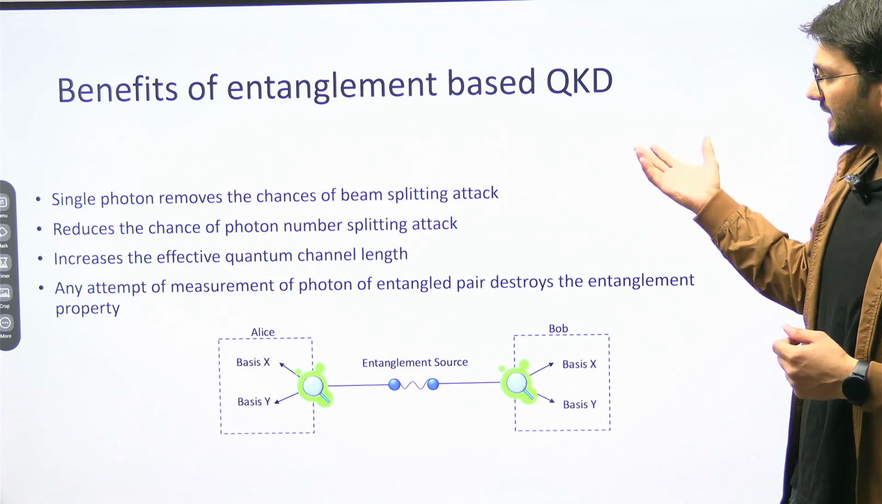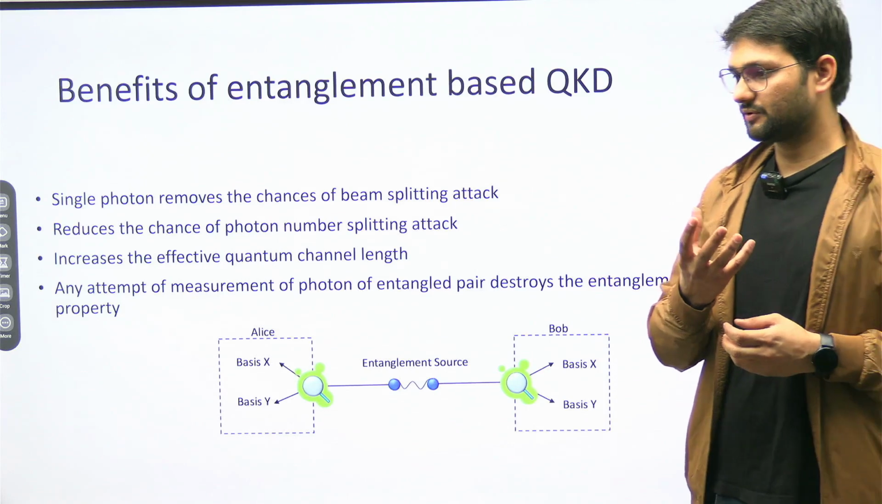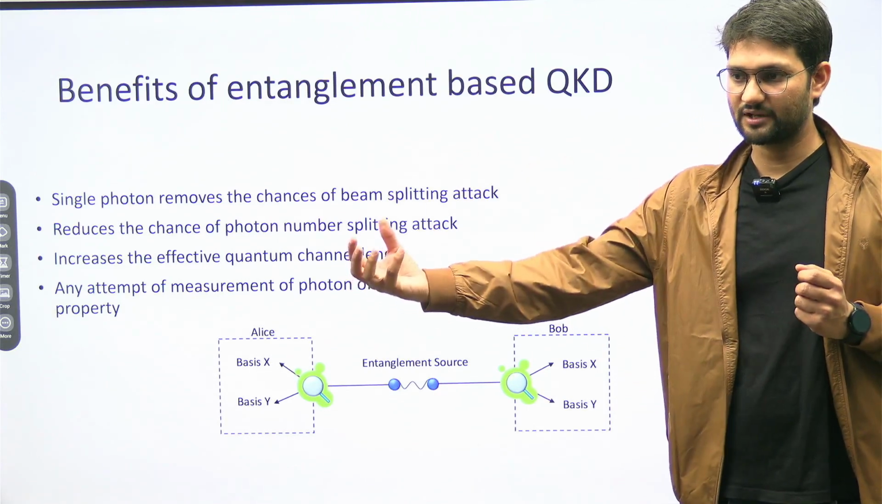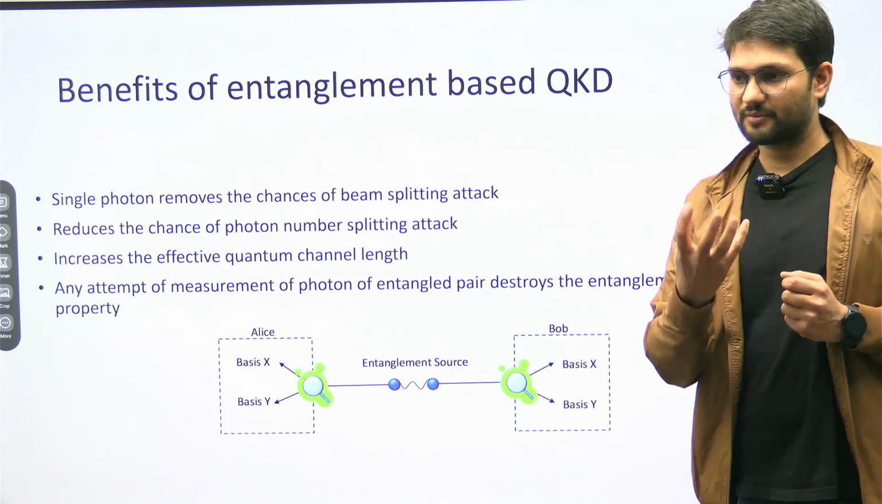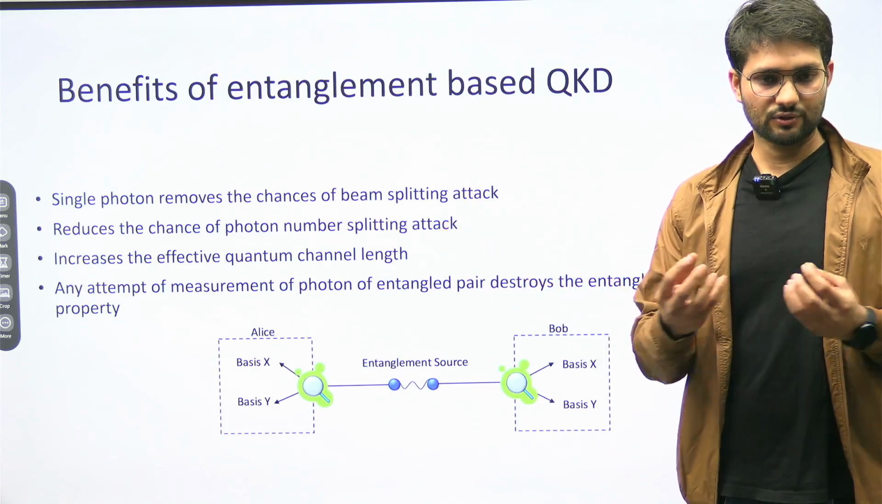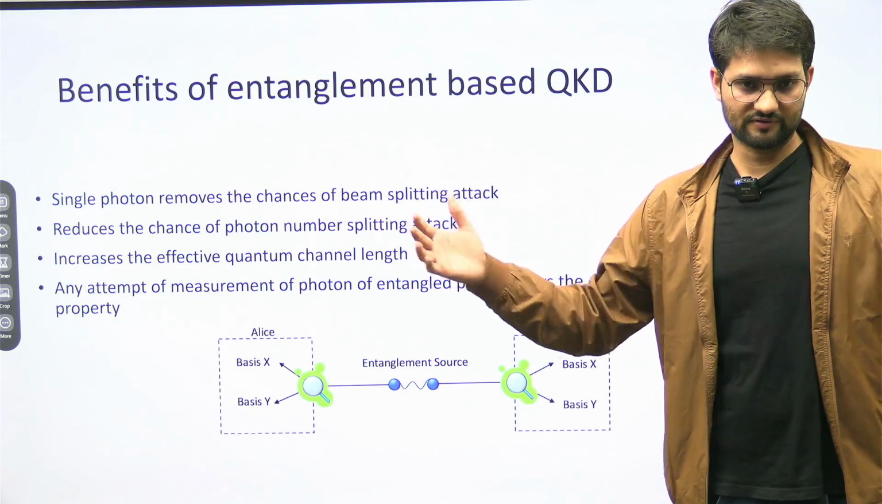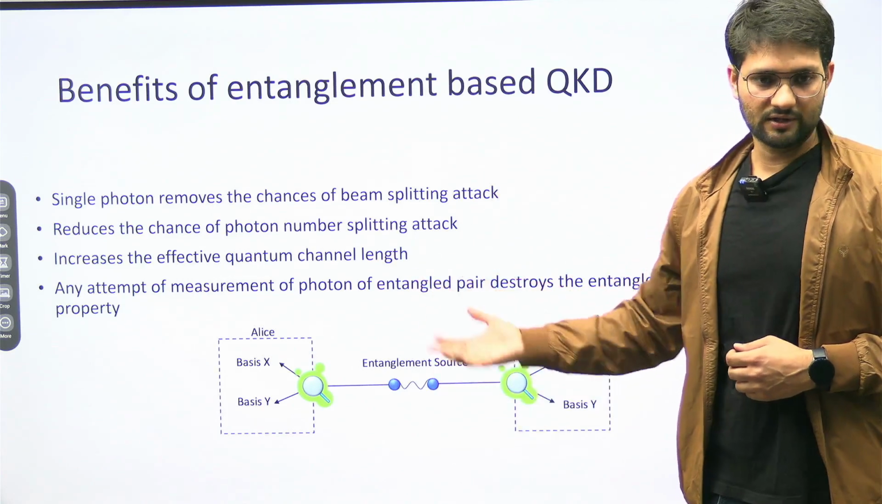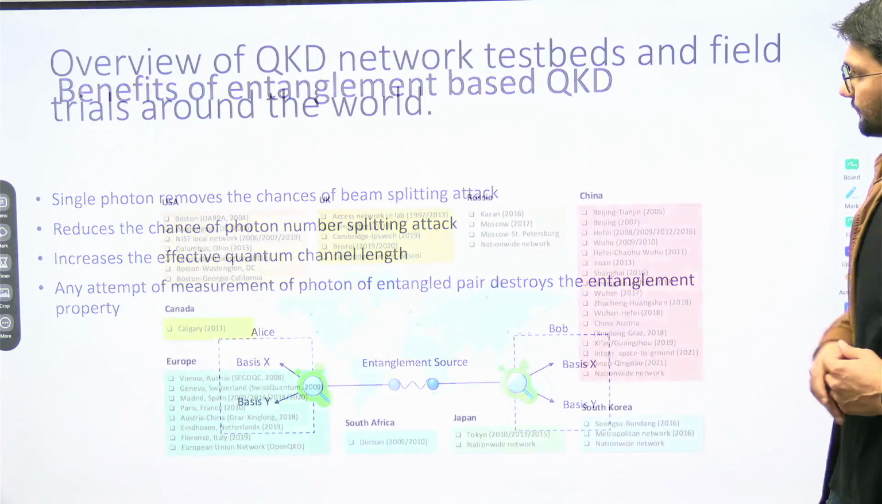So benefits of entanglement. You see that in quantum communication, you have to send one photon to, let's say, 100 kilometers. With entanglement, you have a pair of photons, and you can send each photon in both directions. So you can increase your span to double of the previous. And it increases the security and all. There are other features also.